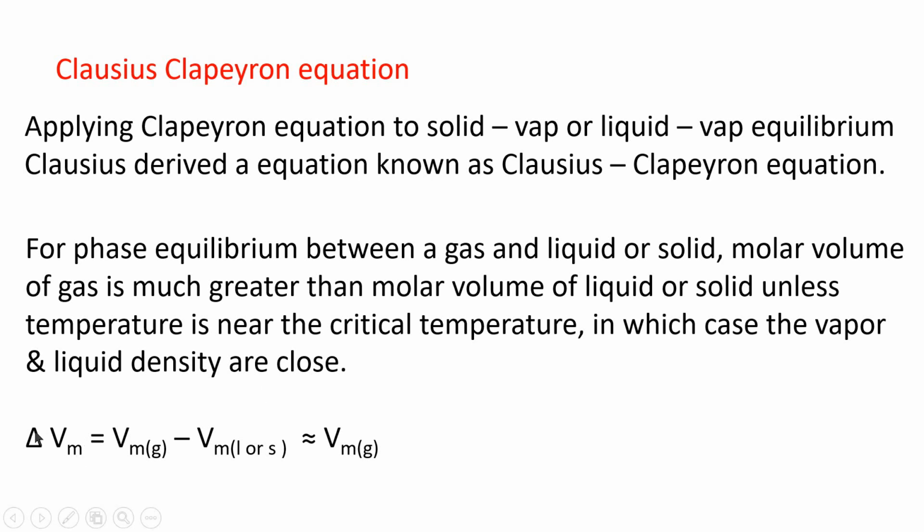In that case, the change in the molar volume during this phase transition is equal to the molar volume of the gas minus the molar volume of the liquid or solid. Here we can neglect the molar volume of the liquid or solid, so it will be approximately equal to the molar volume of the gas. That will be applied to the Clapeyron equation. So first we will write this Clapeyron equation.